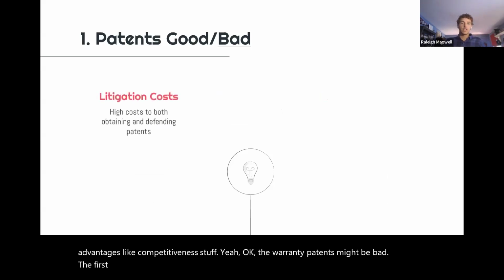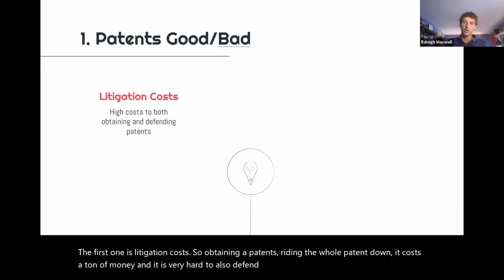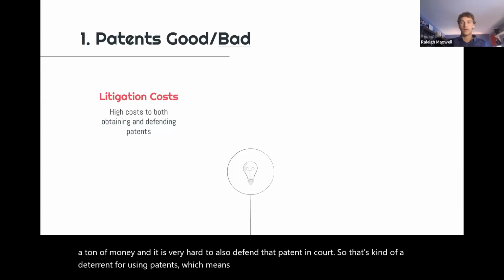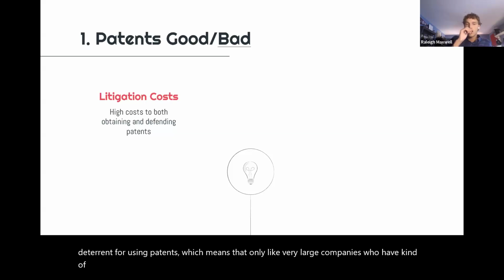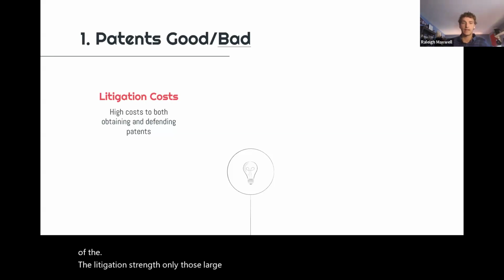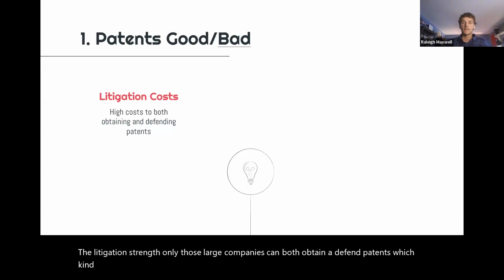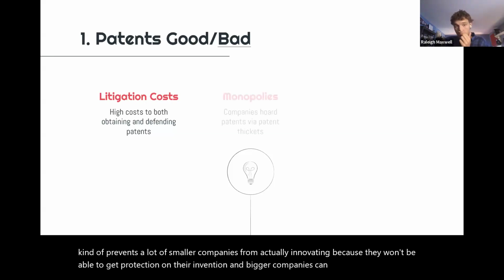The first one is litigation costs. So obtaining a patent, writing the whole patent down, costs a ton of money, and it is very hard to also defend that patent in court. So that's a deterrent for using patents, which means that only very large companies who have the litigation strength can both obtain and defend patents, which prevents a lot of smaller companies from actually innovating because they won't be able to get protection on their invention, and bigger companies can steal it. The second warrant is monopolies.